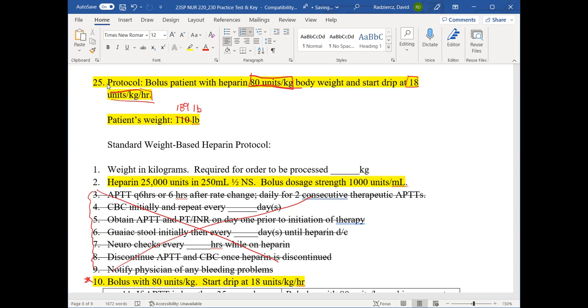The other piece of information we need to know is what do we have available? And that's actually what we have written here. We have available 25,000 units in 250 ml. That's our IV. And then our bolus is 1,000 units per ml. So we have that information there, and you're going to see me reference that as I go through these questions. So step 1 is, I want to know how many kilograms that is. So I'm going to take 189, divide by 2.2. I'm going to get 85.9090 repeating. So we're just going to say 85.9.